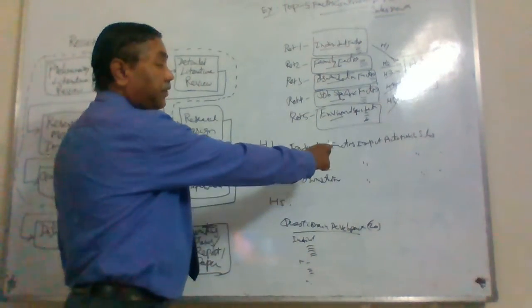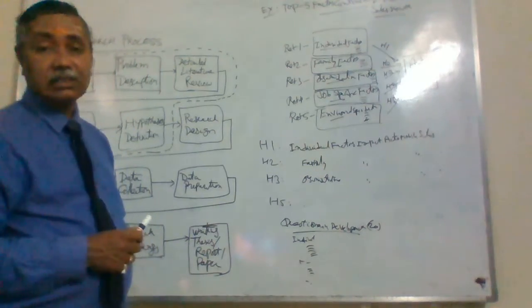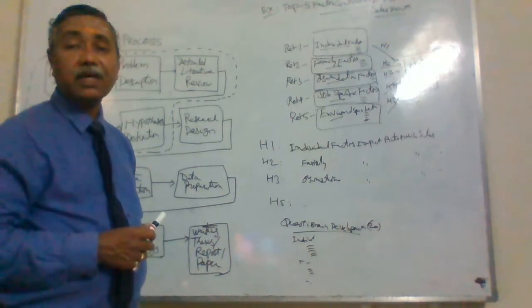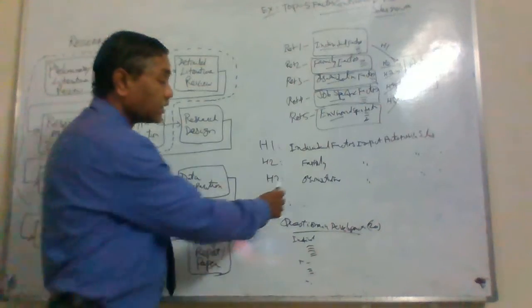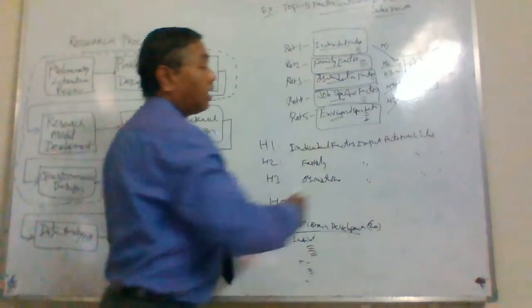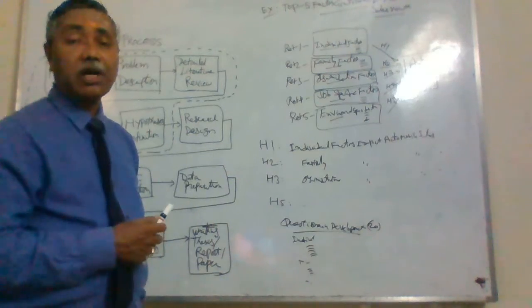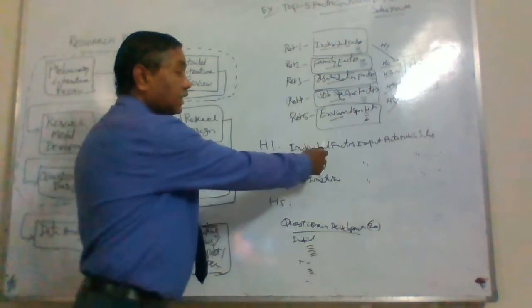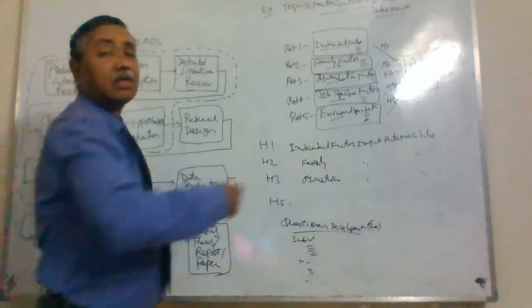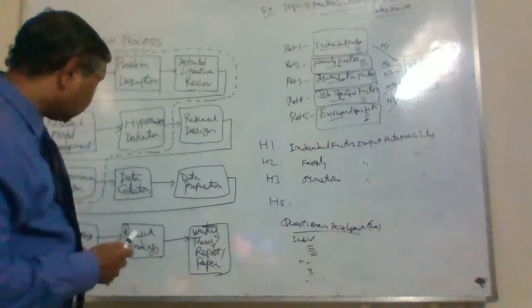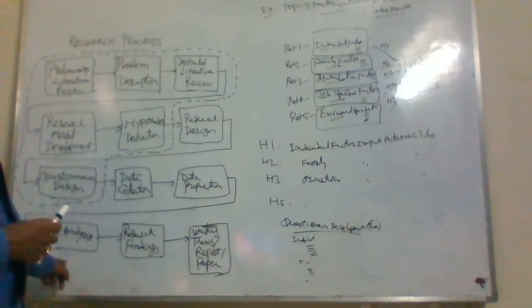There is a relationship between individual factors and automobile sales. There is a relationship between organizational factors and automobile sales. Like that, you can have hypotheses and use a correlation technique. Similarly, use the regression technique to find out the effect of one variable on another variable. Like this, you have to use the statistical techniques.